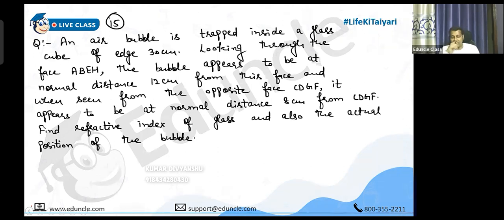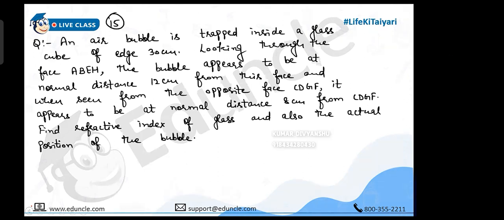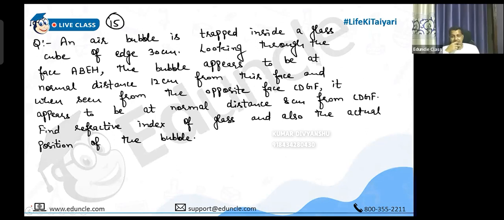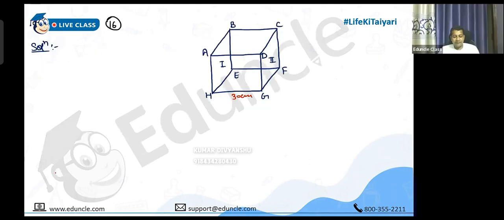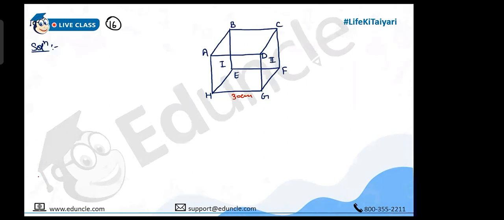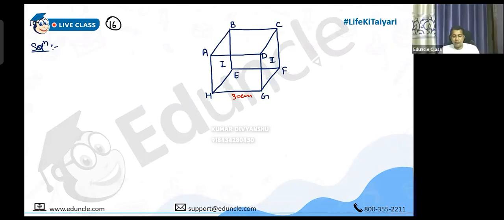And what is the other way? Then we get one side view 12 centimeter. It is apparent height. So you can get the real one. If we take the position x from a side of the cube wall, then x by mu is equal to 8, and the second equation will be 30 minus x by mu equal to 12. Actually, the sum of those two should be equal to 20, whichever way you take it. Because some of the students may be taking the distance from this face to be x.